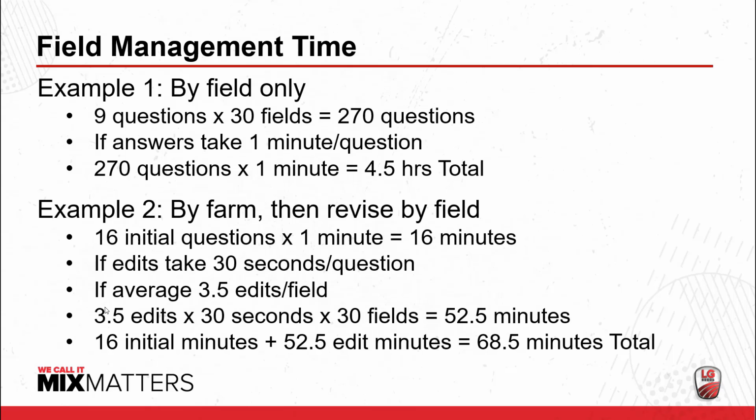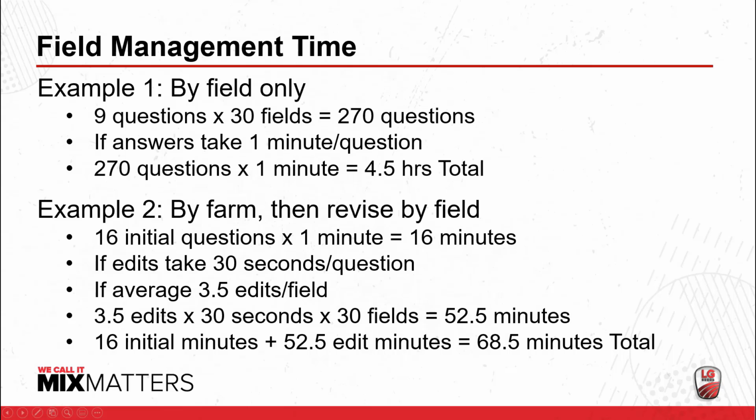But by doing it the way the Mixed Matters tool does, if we start out by answering the 16 initial questions, use a minute for that, and then if we say when we go to edit them in the select crops, it'll take us maybe 30 seconds to do an edit, and if we do about 3.5 edits per field, that's 52 minutes. If we add that initial 16 minutes back in that answers our first set of questions, then that's still just a little over an hour versus 4.5 hours to answer the questions on a field-by-field basis for that whole operation. That's a big deal.